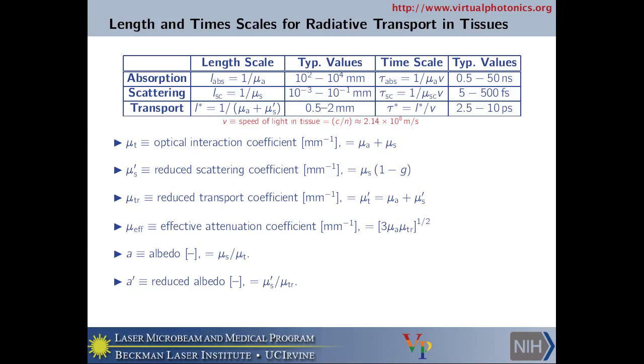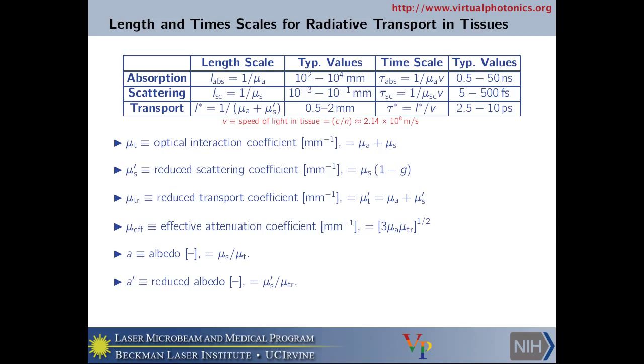Light typically has to travel hundreds of millimeters, if not more, to encounter an absorption event on average, whereas the typical spatial scales for scattering are much smaller. And this gives rise to temporal scales. Photons last a long, long time in tissue before they're absorbed. And so you can extract a typical absorption time, often called the absorption relaxation time, by taking the reciprocal of the absorption coefficient and multiplying it by the speed of light in the tissue.